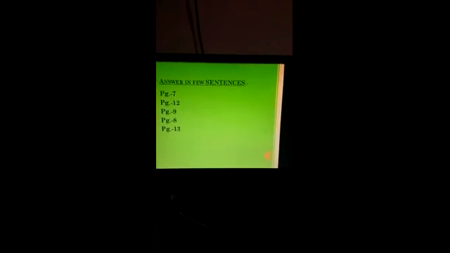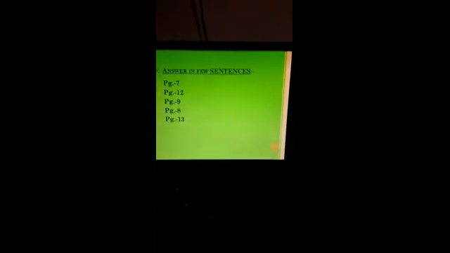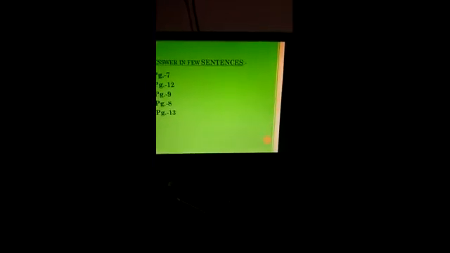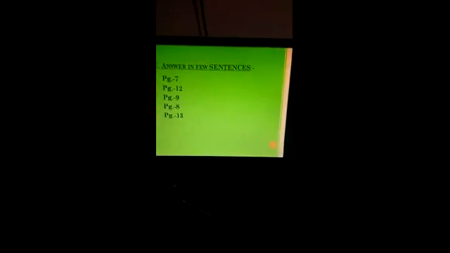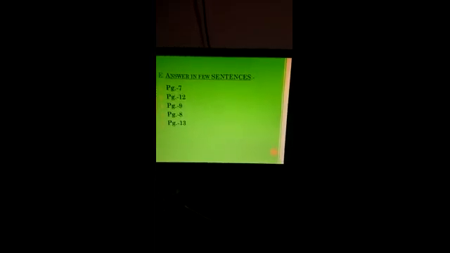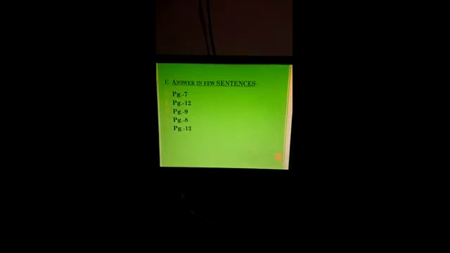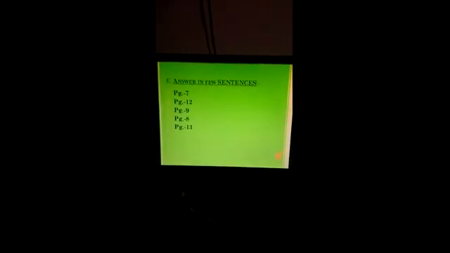Now the third question is, what is the role of chloroplast in green plants? Move to page number 9. Under the topic chlorophyll, second line. Chlorophyll traps the energy of sunlight and uses it to enable the chemical reactions required to synthesize food.